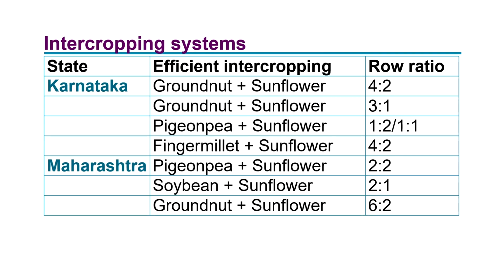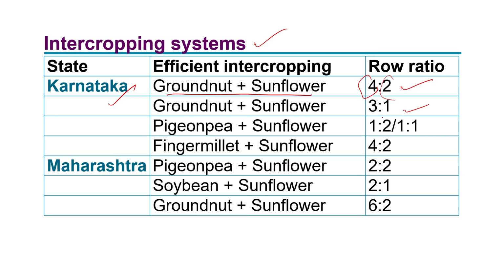Let us see the sunflower-based intercropping systems. A number of intercropping systems are available. For example, in the state of Karnataka, you can have a groundnut plus sunflower intercropping system in 4:2 ratio. 4:2 ratio means you can have 4 rows of groundnut and 2 rows of sunflower. Then groundnut plus sunflower 3:1, 3 rows of groundnut and 1 row of sunflower.